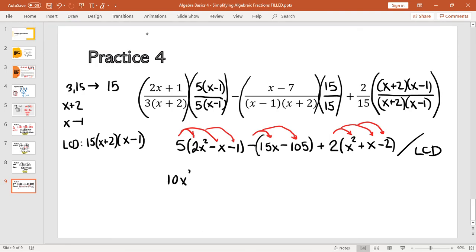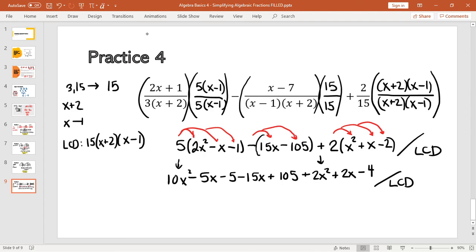10x squared minus 5x minus 5 minus 15x plus 105, negative times a negative, 2x squared plus 2x minus 4. All over the LCD. Okay, gathering. The 10 and the 2 are like terms, so I'm going to make them 12x squared by adding them.